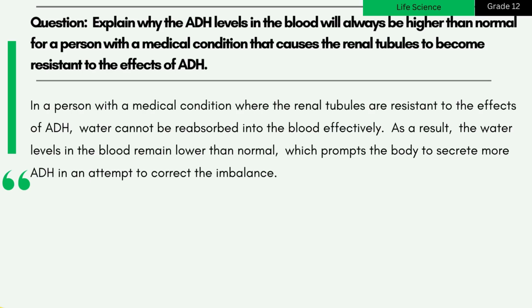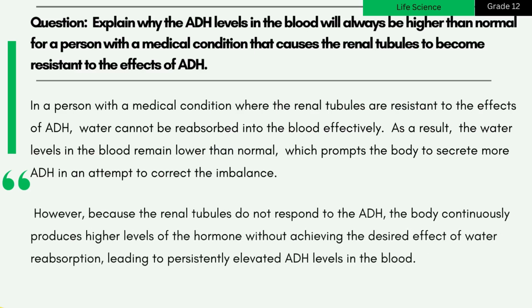As a result, the water levels in the blood remain lower than normal, which prompts the body to secrete more ADH in an attempt to correct the imbalance. However, because the renal tubules do not respond to the ADH, the body continuously produces higher levels of the hormone without achieving the desired effect of water reabsorption, leading to persistently elevated ADH levels in the blood.